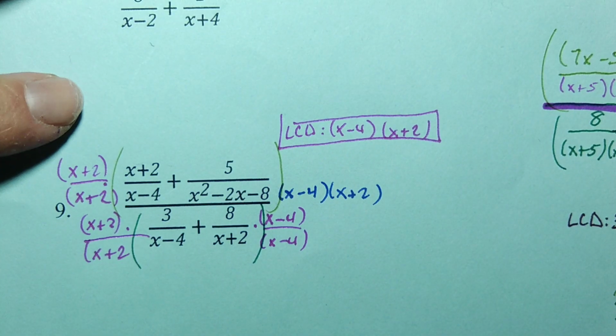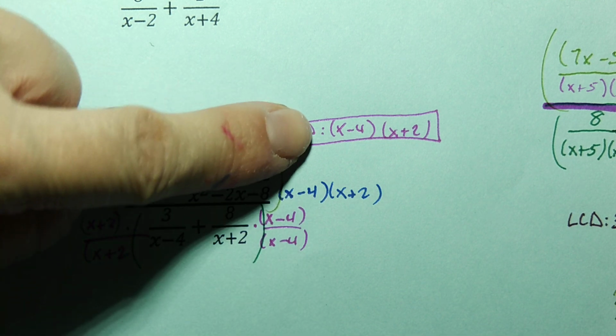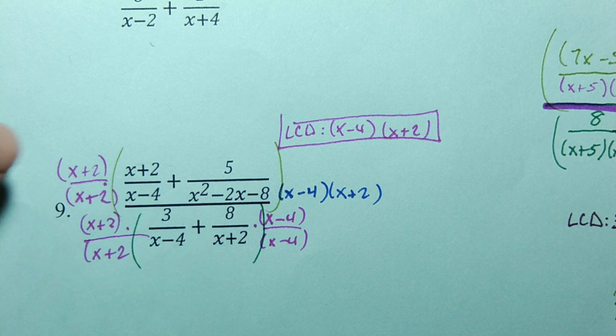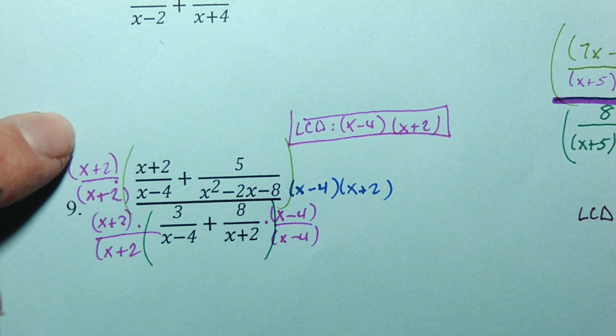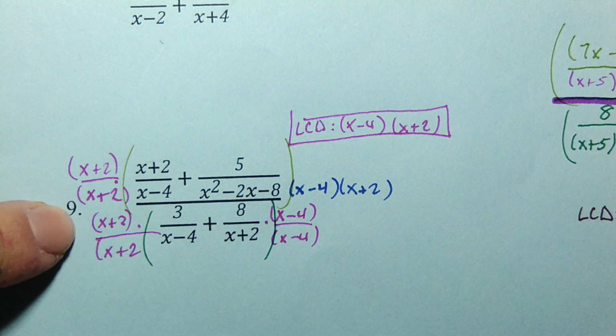Let's regroup for a moment. So folks, your LCD of the top that we need in order to add these fractions together: the greatest amount of x minus 4s we have is x minus 4. The greatest amount of x plus 2s that we have in one fraction is x plus 2. So our LCD at the top is x minus 4 and x plus 2. The second fraction already has the LCD, so I only need to multiply this one by x plus 2 over x plus 2 to get to the LCD.